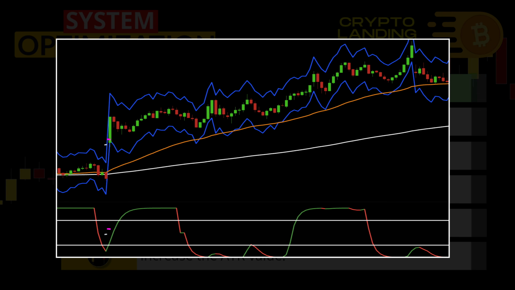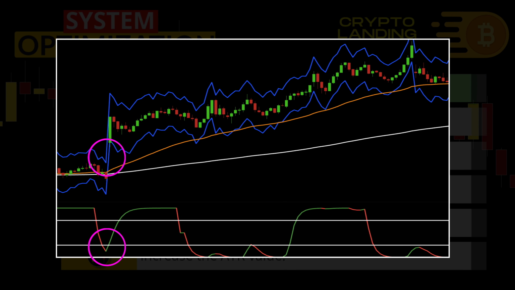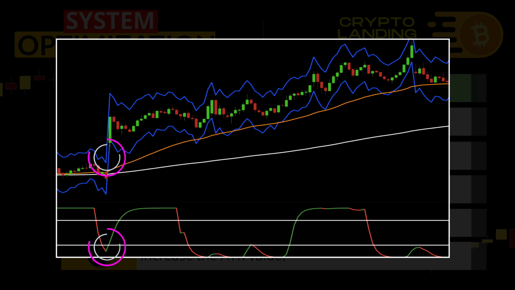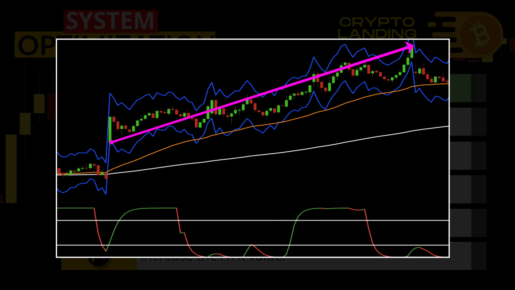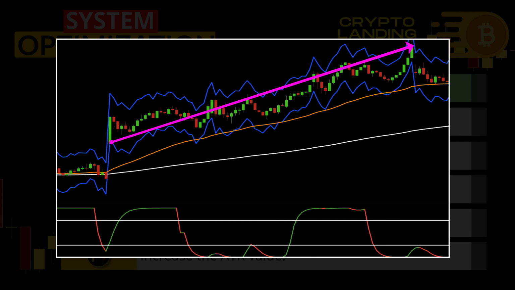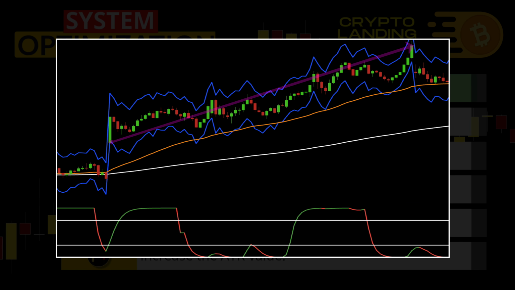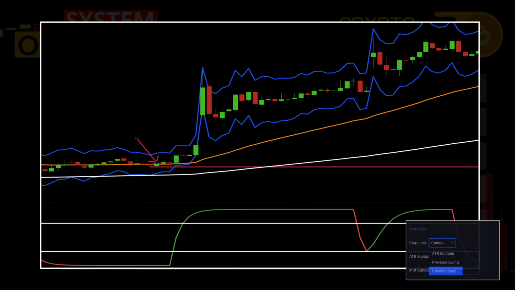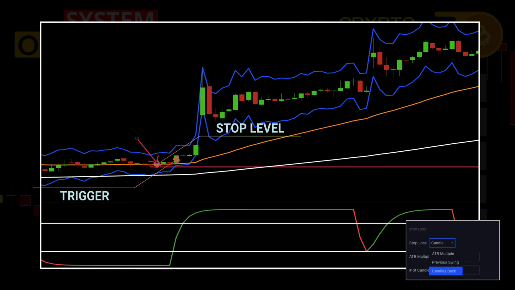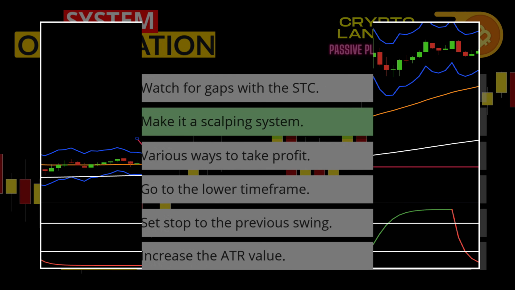First, look for the combination of the STC indicator changing colors at extremes with a gap in price. Many times, this can forecast an impulsive move in the market in addition to getting you in at a place of value. Second, if you can identify a trending market, as I just pointed out, you can use this as a scalping system by changing the stop loss to a number of candles back. For example, setting the stop to 3 candles back would give you an outstanding risk versus reward.